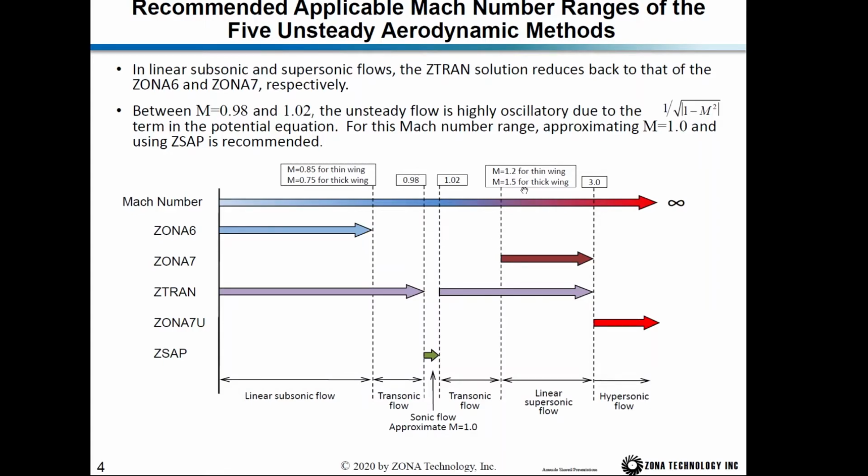Also, from Mach number 1.02 to Mach number 1.2 for thin wing, and Mach number equals 1.5 for the thick wing, you should also apply the ZTRAN method. Above this Mach number, below Mach number like 3, you can use ZONA7. But in hypersonic flow, you have to use ZONA7U. Between Mach 0.98 and 1.02, the unsteady flow is highly oscillatory due to the term 1 over square root of 1 minus M squared, and in this Mach number range you should use Z-tau. So if you want to perform aeroelastic analysis in this Mach number range, you just set the Mach number equal to 1 and you activate Z-tau.